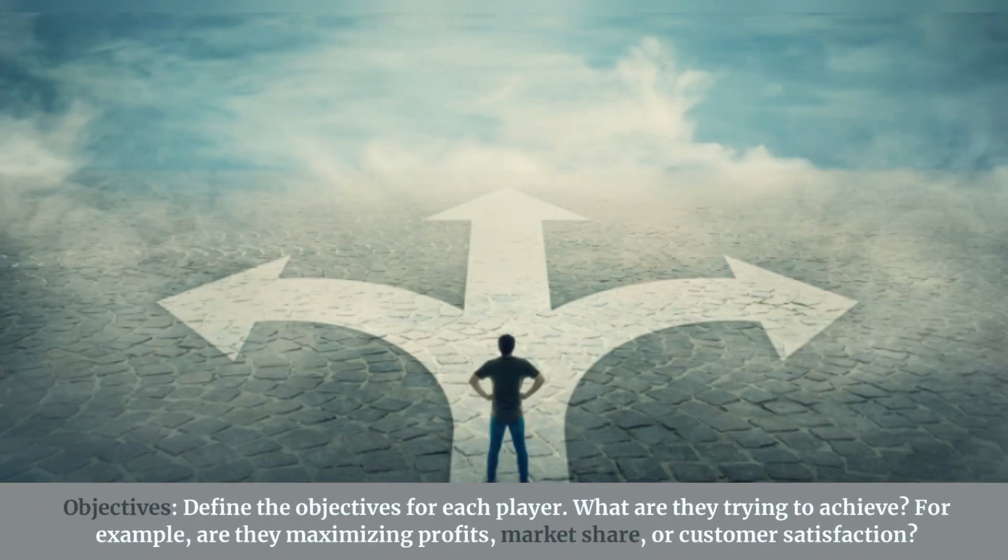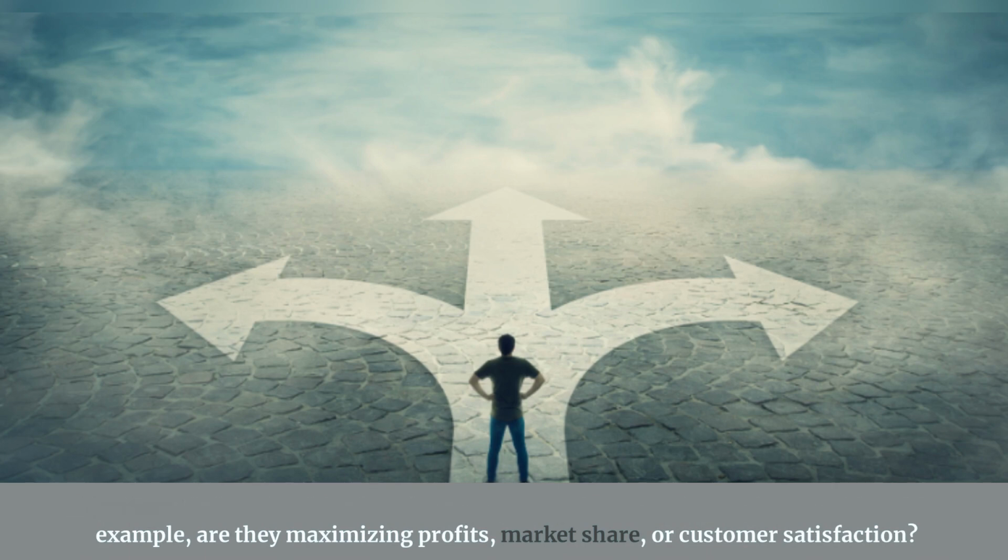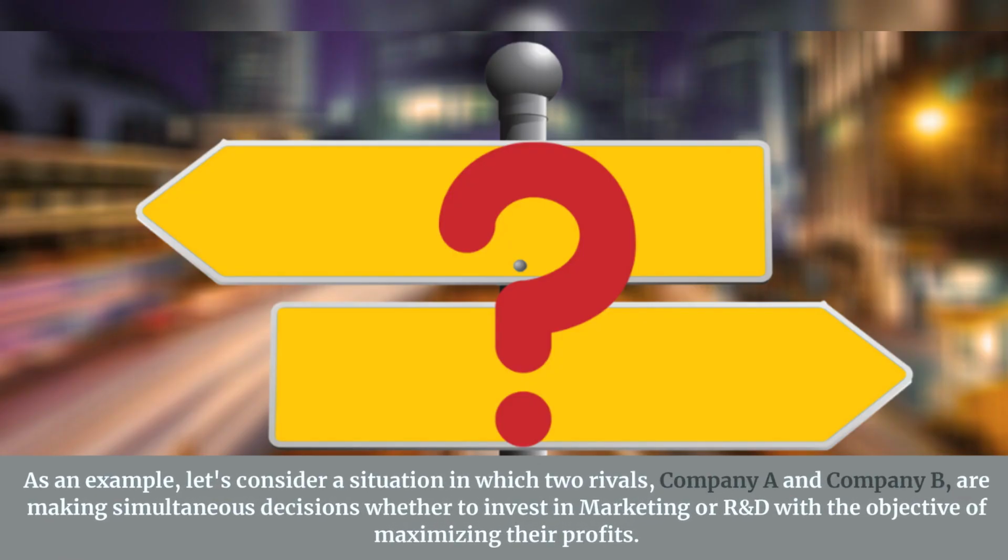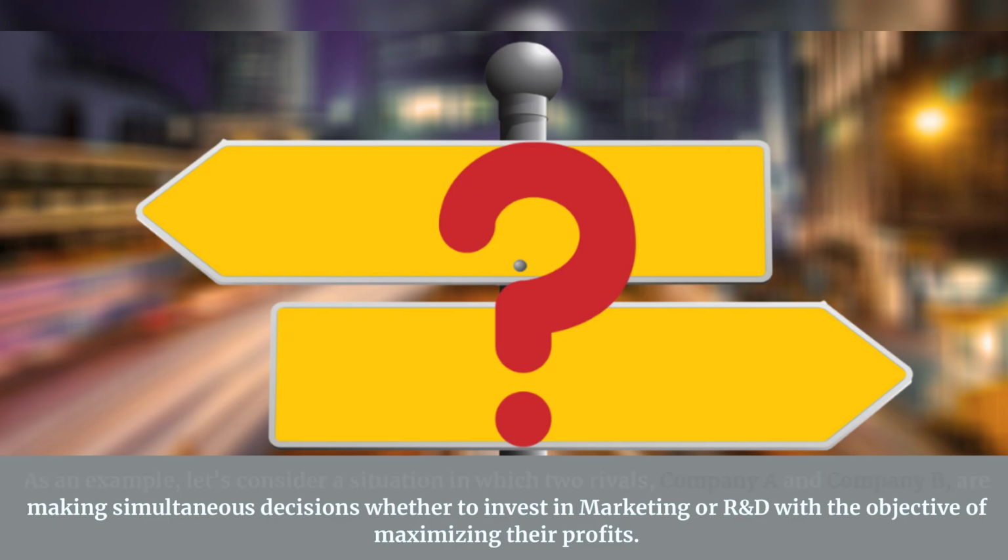Objectives. Define the objectives for each player. What are they trying to achieve? For example, are they maximizing profits, market share, or customer satisfaction? As an example, let's consider a situation in which two rivals, Company A and Company B, are making simultaneous decisions whether to invest in marketing or R&D with the objective of maximizing their profits.